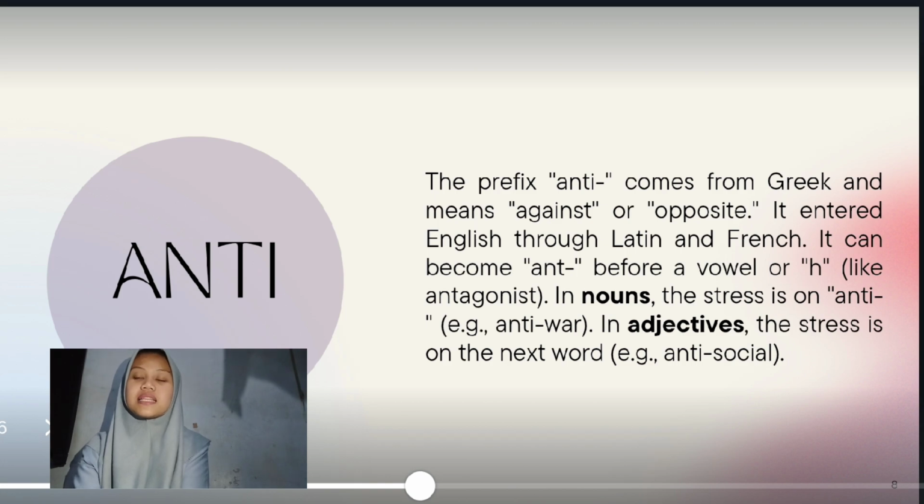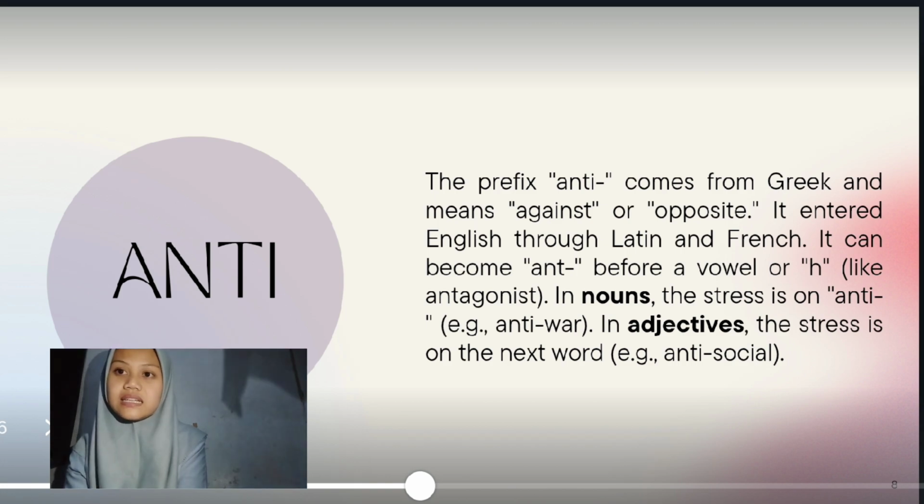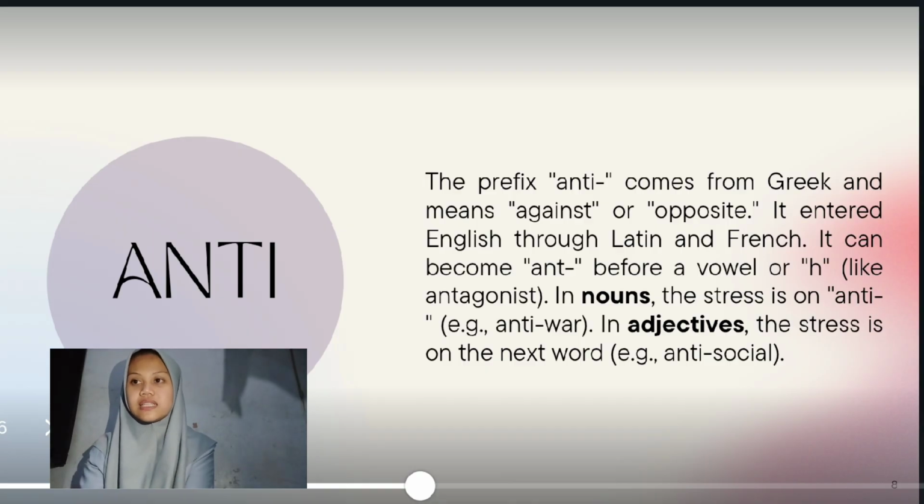The first part of antibacterial is anti. Anti is a prefix, comes from Greek and means against or opposite. It entered English through Latin and French. It can become ant before a vowel or h, like antagonist. In nouns the stress is on anti, anti-war. In adjectives, the stress is on the next word, antisocial.